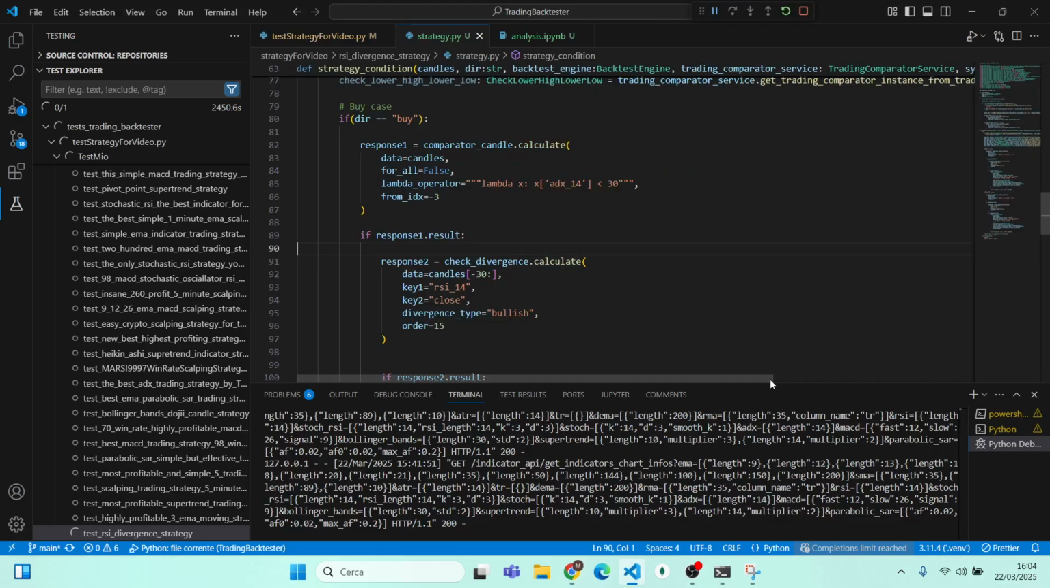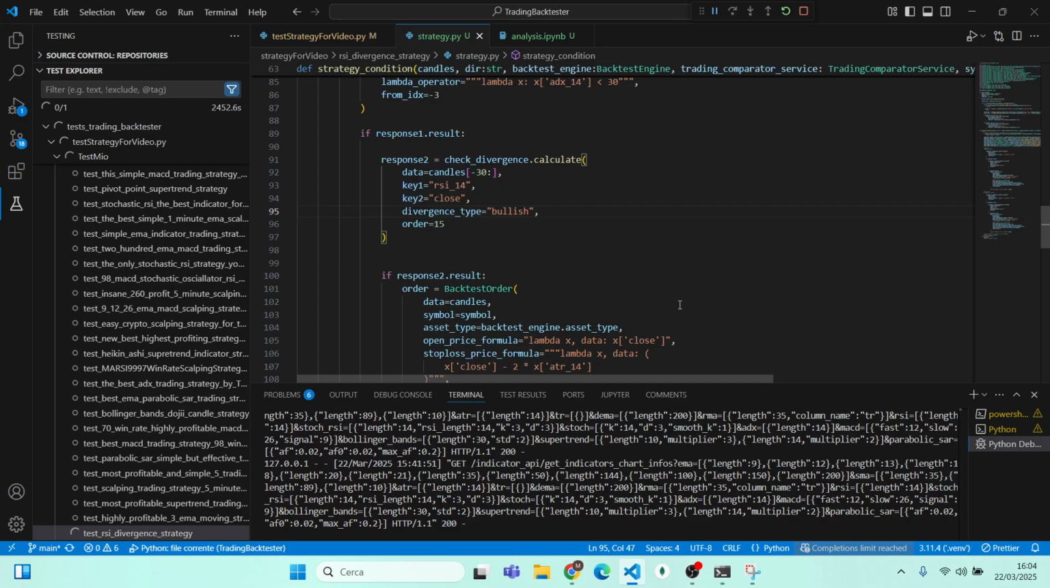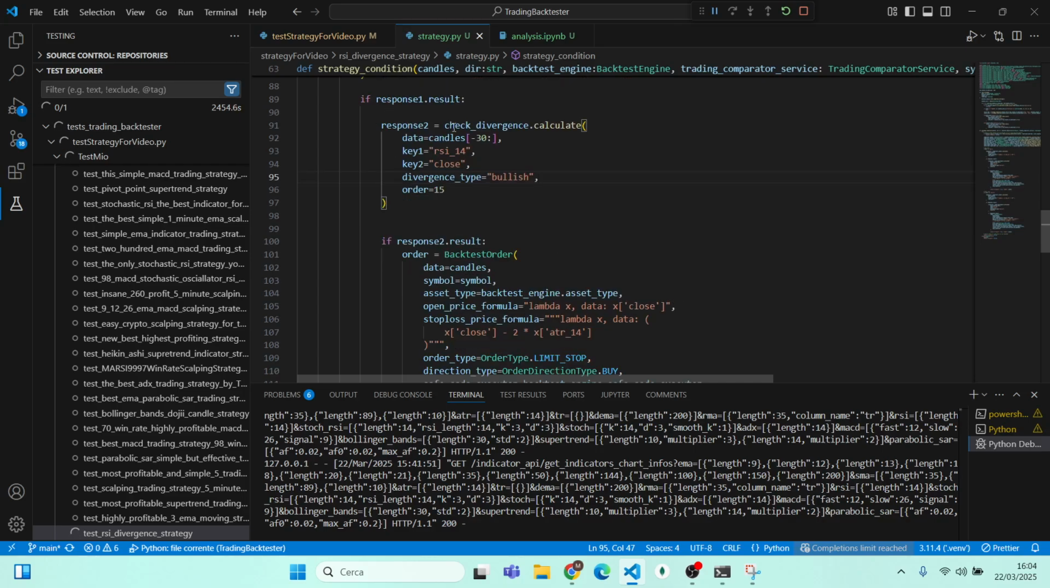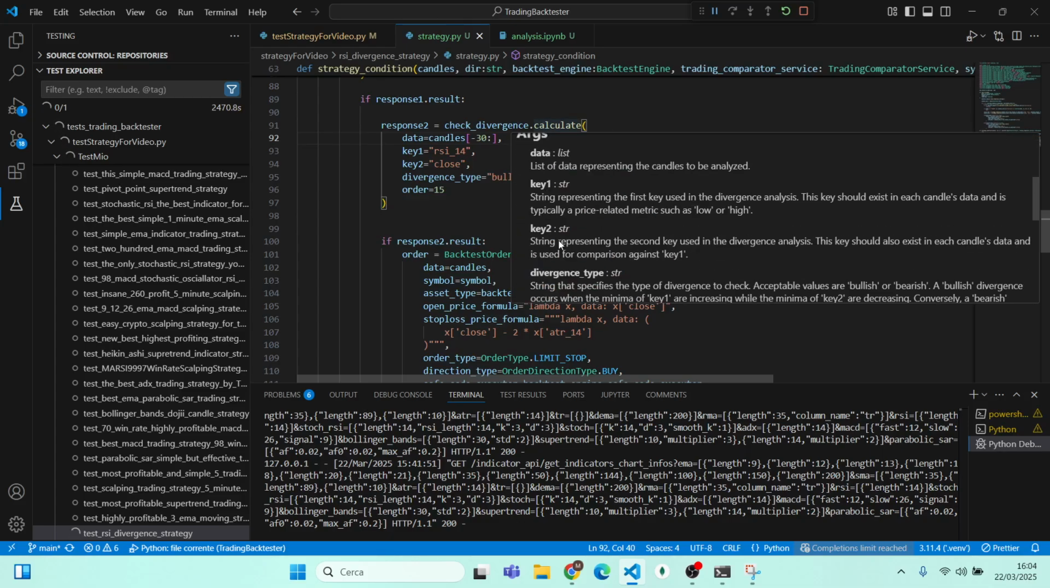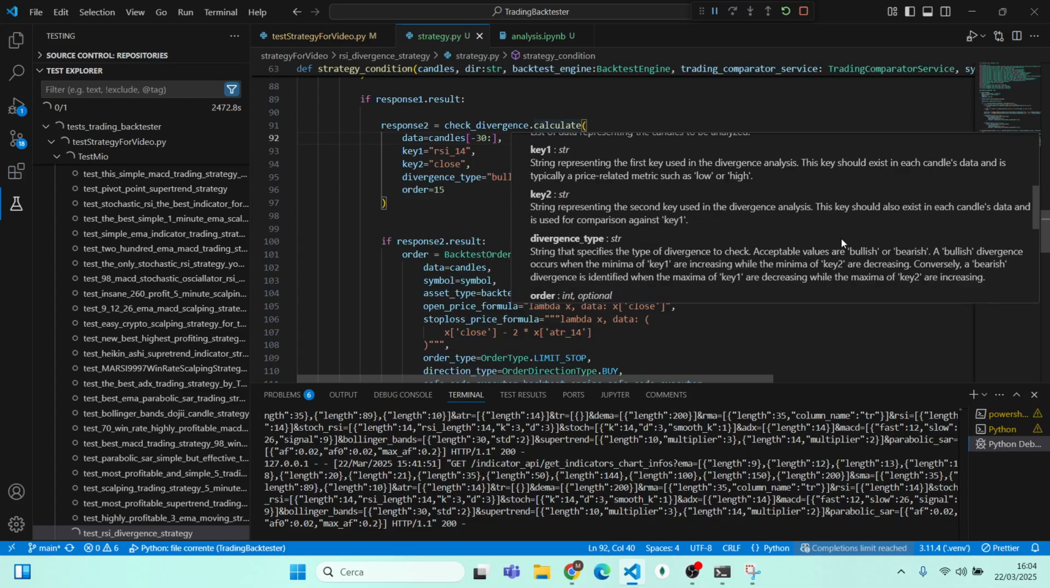Let me show you also the code I wrote for this strategy. This is the condition on the RSI, so RSI divergence. As we can see, the divergence was checked on the last 30 candles, and we can see also the definition of divergence.